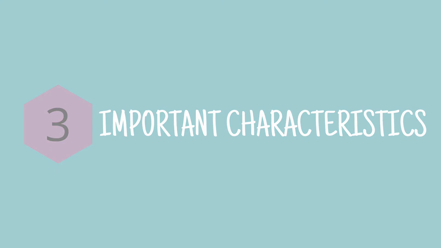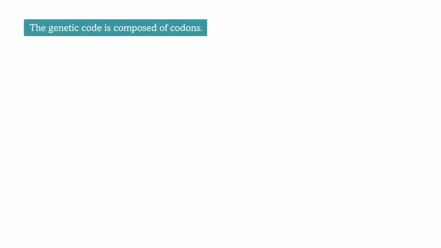Good. So now that we know what the genetic code is, let's look at some of its important characteristics. The first one is that the genetic code is composed of codons. As we said, a codon, a set of 3 nucleotides in mRNA, specifies 1 amino acid that is going to be present in the protein. For example, the codon of guanine, cytosine, uracil codes for alanine.